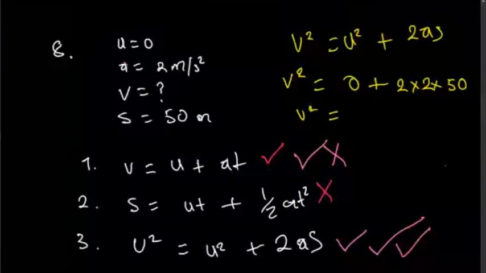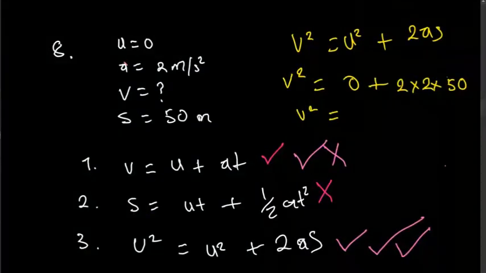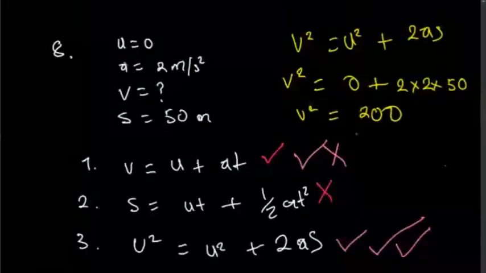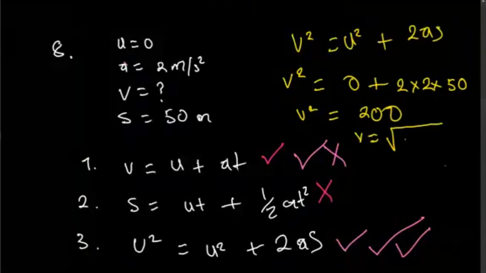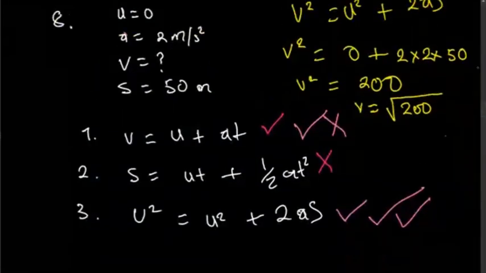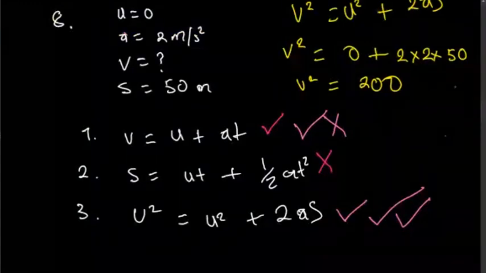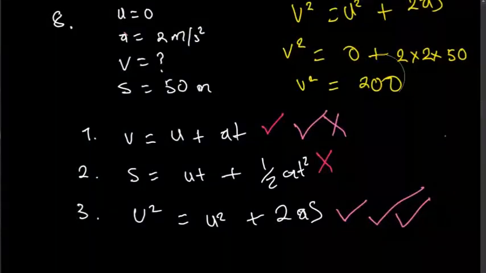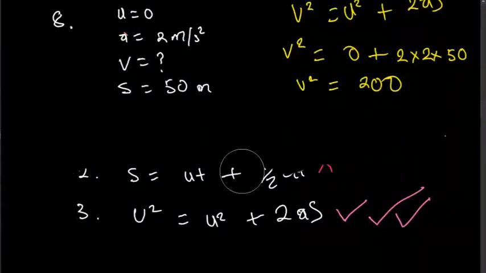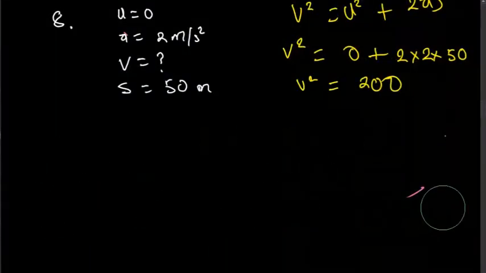So 2 times 2 is 4. 4 times 50 is what? 4 times 5 is 20, so 4 times 50 is going to be 200. Now, our velocity is going to be what? Square root of 200. Who knows why it is square root? Because of the squared. Good. We have to take the square root of both sides. That's actually what it means.